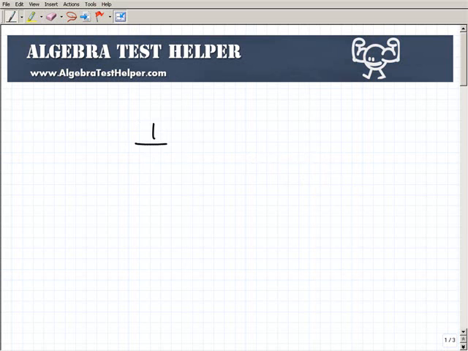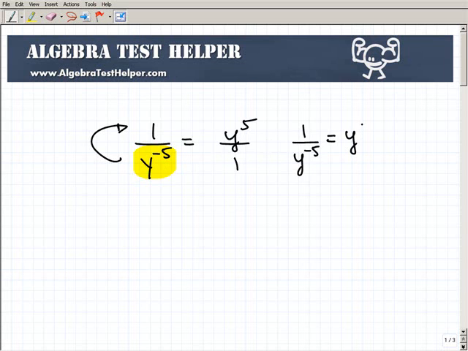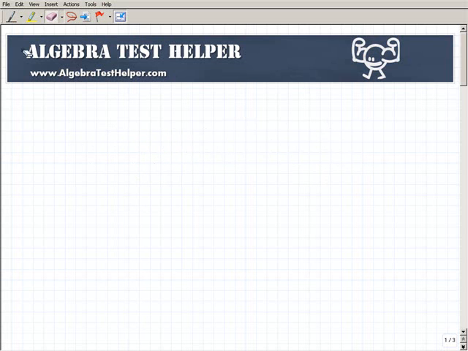What if I had 1 over, let's say, y to the negative 5th? This time I have my negative exponent in my denominator. So I'm going to have to pick it up and move it into my numerator to make it a positive exponent. No big deal, just pick it up and rewrite it. So that'll be y to the positive 5th over 1, or simply y to the positive 5th. So 1 over y to the negative 5th is equivalent to y to the 5th. Real simple.